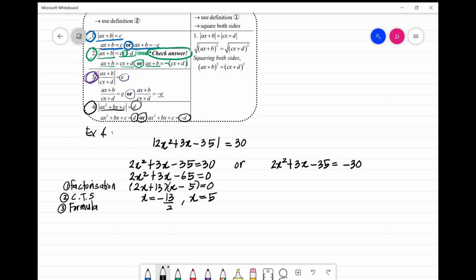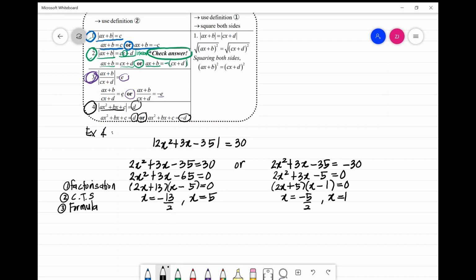Here we solve the second quadratic equation. 2x squared plus 3x minus 35 plus 30 will give us negative 5. So we factorize. We have 2x and x here, and we put 5 and 1. In order to get positive 3x, it is plus 5 minus 2. So we have x equals negative 5 over 2, and x equals 1.